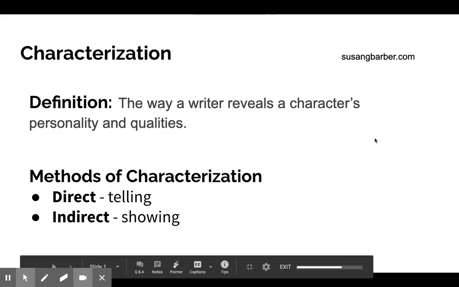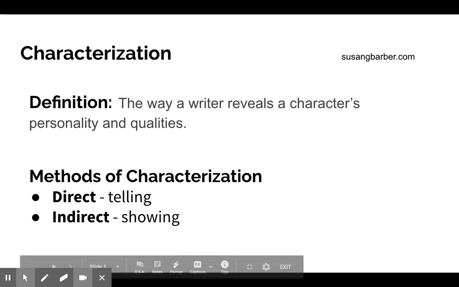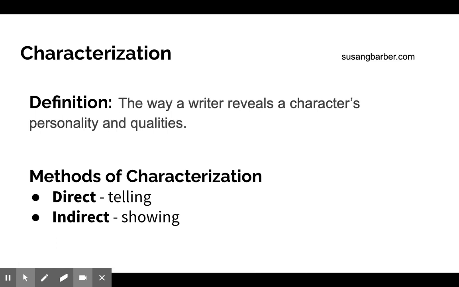Hey there. Today we're going to talk about characterization. That is basically the way a writer reveals a character's personality and qualities in a text. And you can tell a lot from the way that a character is portrayed in a text. But first, let's talk about the methods of characterization.